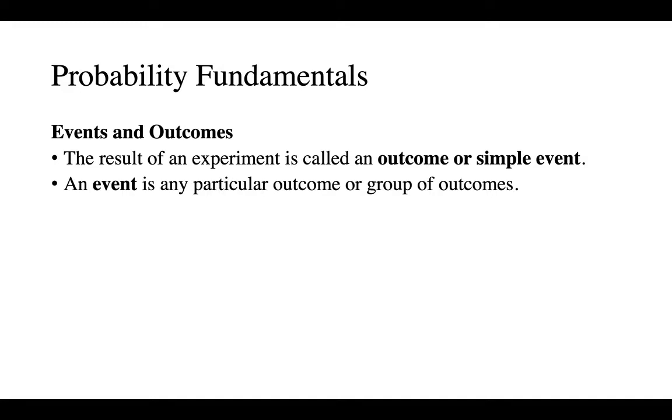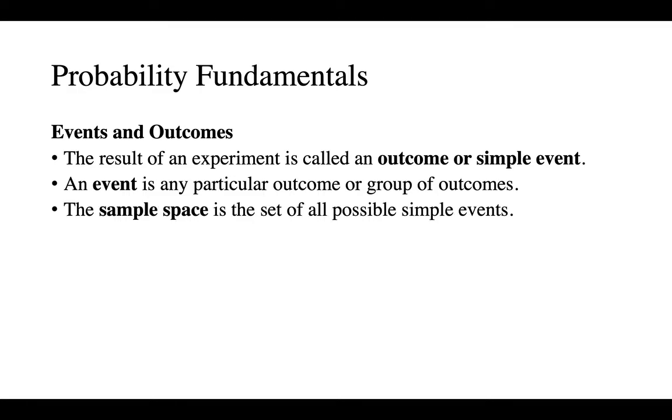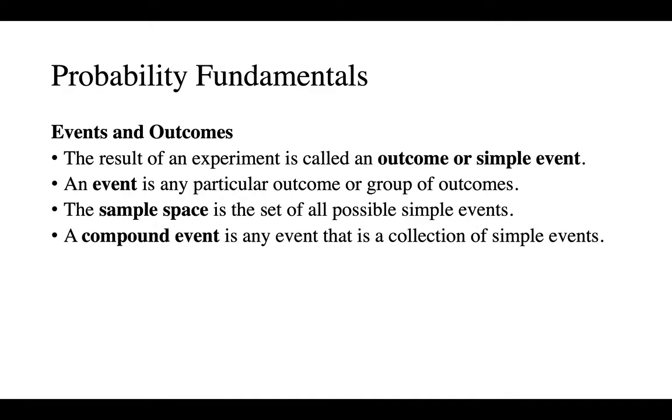An event is a particular outcome or a group of outcomes. Again, I think if I show you some examples of this, it's fairly clear what I'm talking about. The sample space is the set of all possible simple events, and a compound event is a collection of simple events. All right, so let's get to an example.